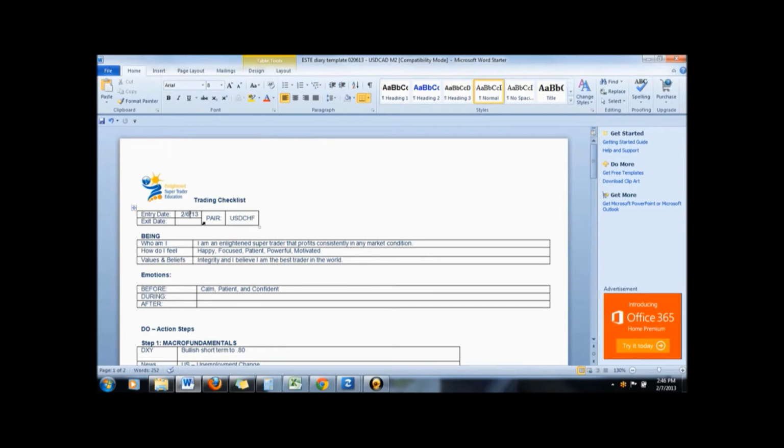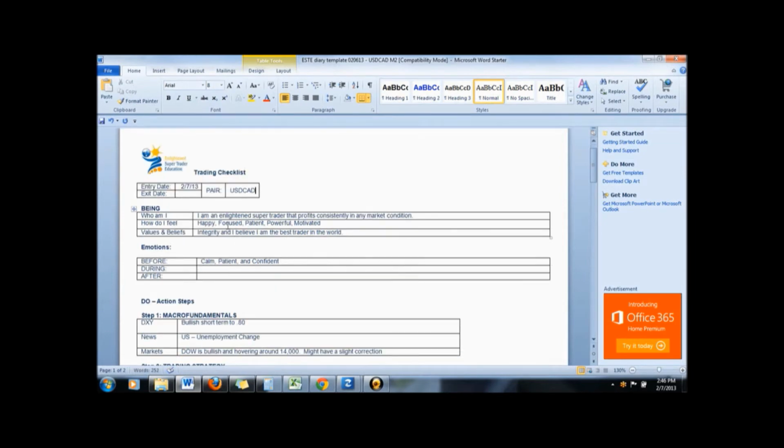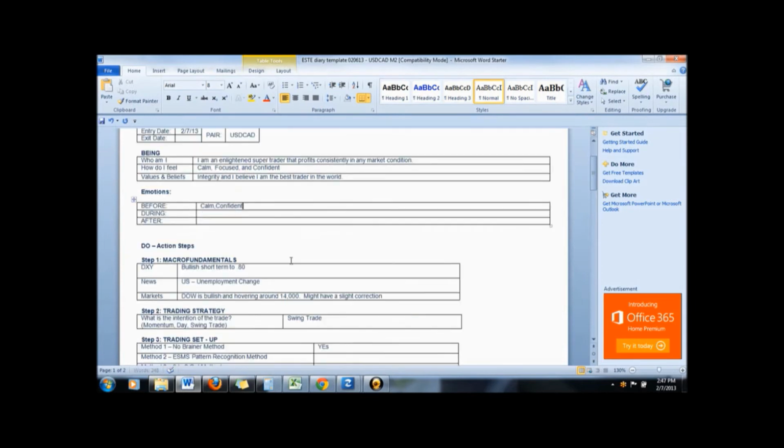Okay, today's the 7th. Here's the CAD, we'll open. How do I feel? Calm, focused, and confident. What are the emotions I'm currently feeling at the moment? Just basically feeling calm and confident. During, there's really nothing.